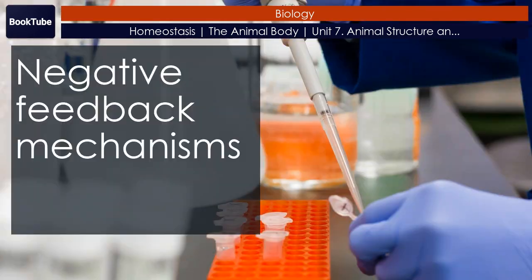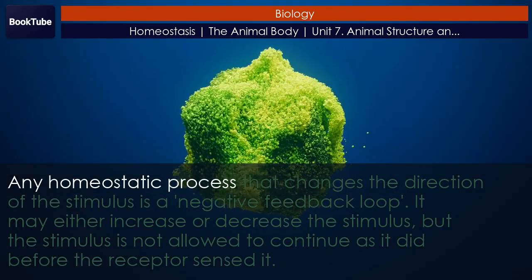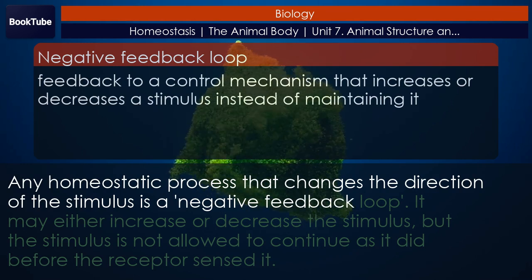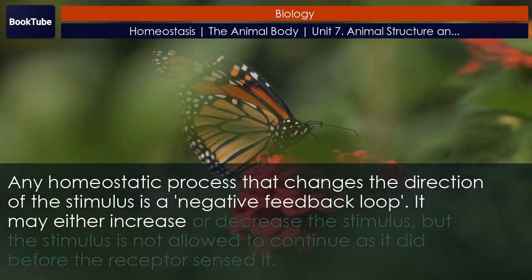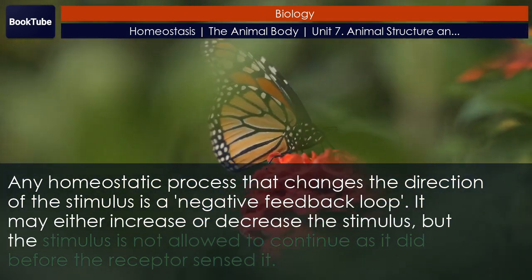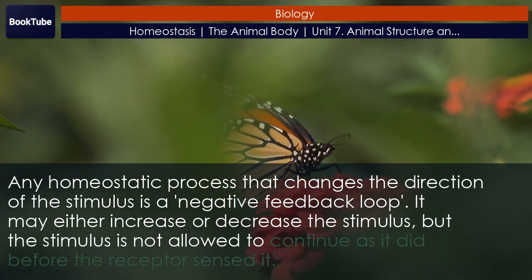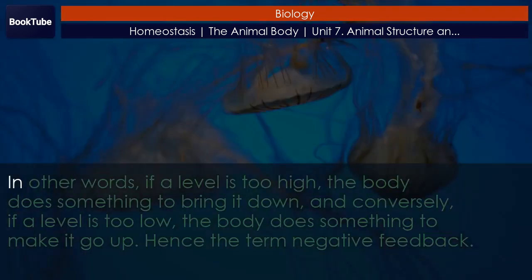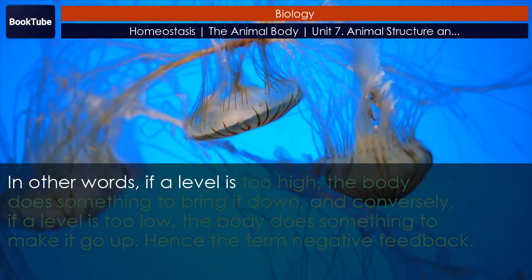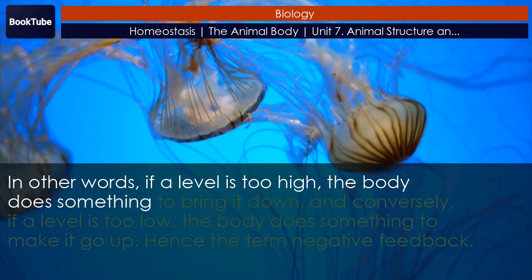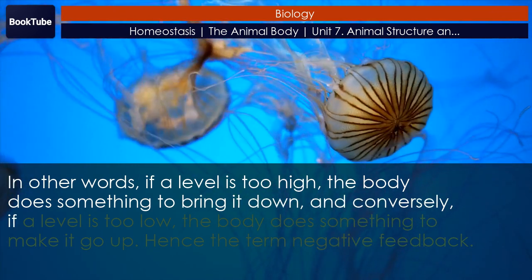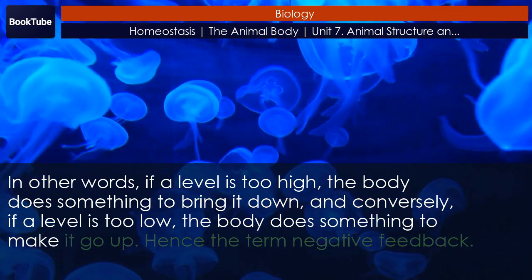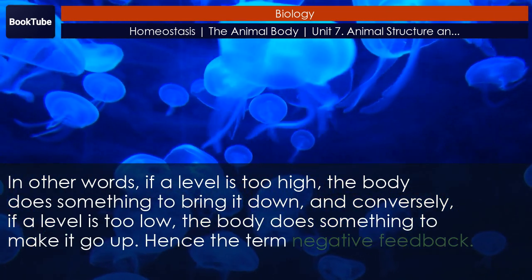Negative feedback mechanisms. Any homeostatic process that changes the direction of the stimulus is a negative feedback loop. It may either increase or decrease the stimulus, but the stimulus is not allowed to continue as it did before the receptor sensed it. In other words, if a level is too high, the body does something to bring it down. And conversely, if a level is too low, the body does something to make it go up. Hence the term negative feedback.